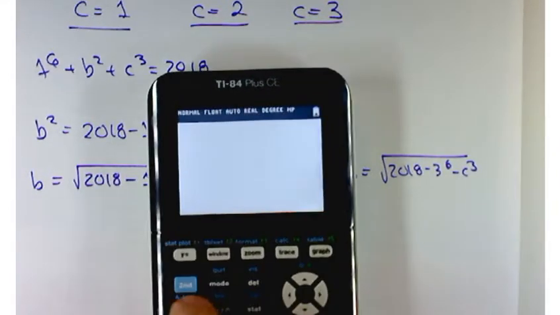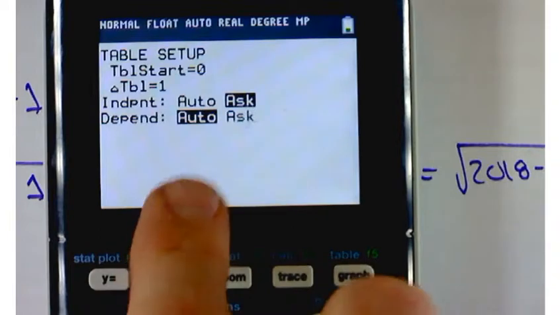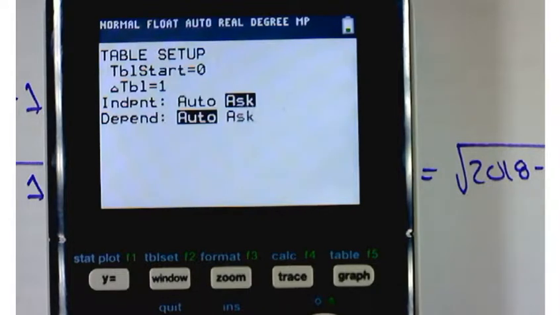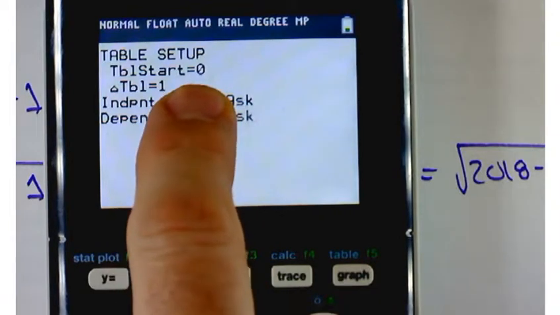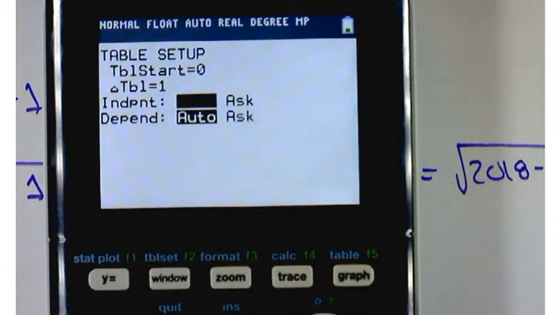Now, if you've had me in class before, you remember that I said keep your table set up at independent ask. Well, I'm going to change that. I know I said keep it there for the rest of your life, but we're going to make a change just this time. And we want table start. Table start can be 0, and delta table will be 1. So your setup should be like this.